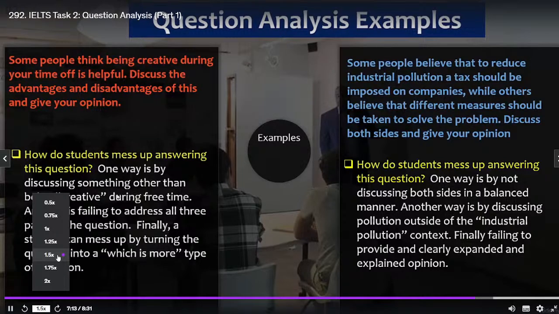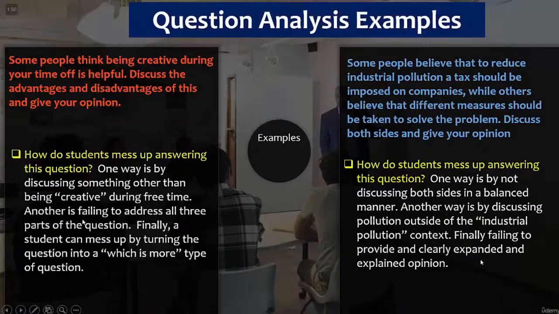For our second one, one way that students mess up is by not discussing both sides in a balanced way. In addition, and I've seen this many times before, talking about pollution outside of an industrial pollution context. The question is clearly talking about reducing industrial pollution. If you talk about any other type of pollution that's not industrial, you have messed up the question. And finally, failing to clearly expand an opinion. Too many times, I see students writing one-sentence opinions, two-sentence opinions. Give a fully explained opinion if you want to score well.